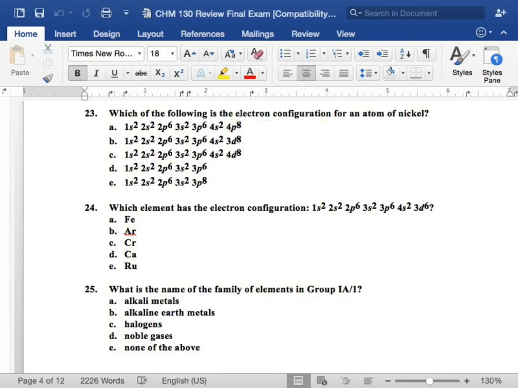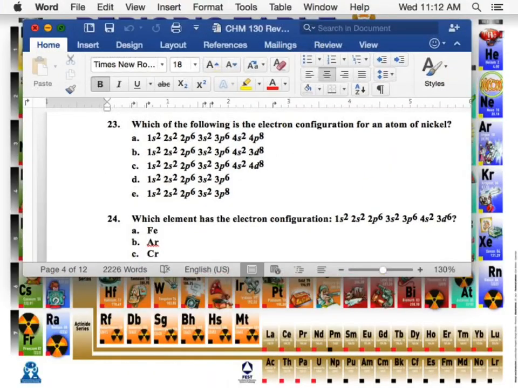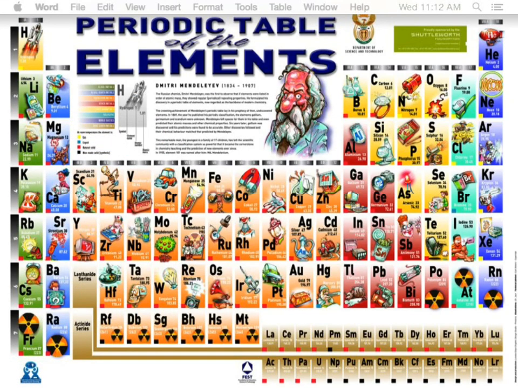So let's close out of this for a second. Come on, art monkey. Okay, where is Ni on the periodic table? Middle-ish. By the angry guy. Right, there's our nickel.